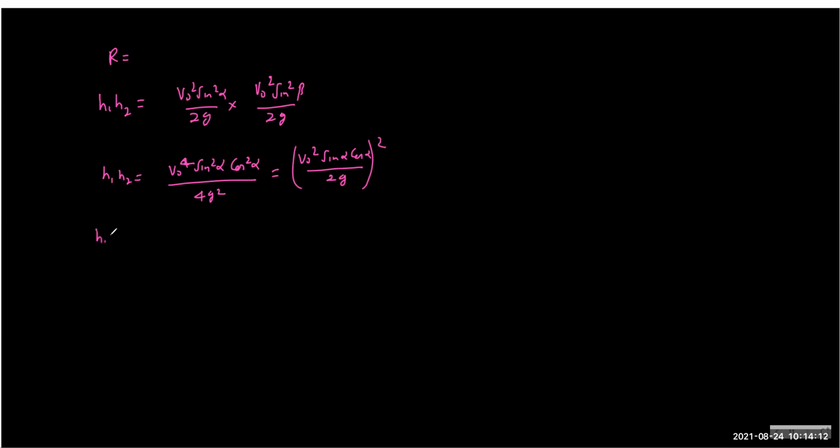Now you can pick up the answer quickly from here because we know the range. What is range? This is the range: V naught square sine 2 alpha by G, so sine alpha cos alpha becomes V naught square sine 2 alpha by 2 over 2G, which is R by 4 whole square. So range is equal to 4 times root H1 H2.